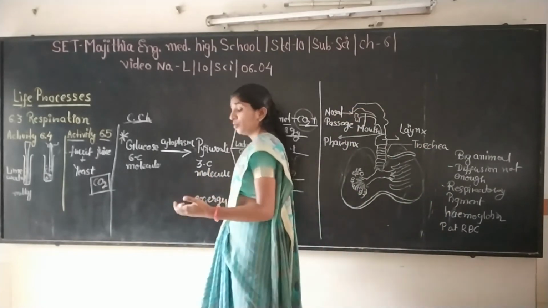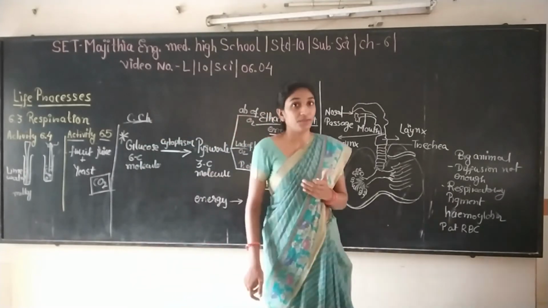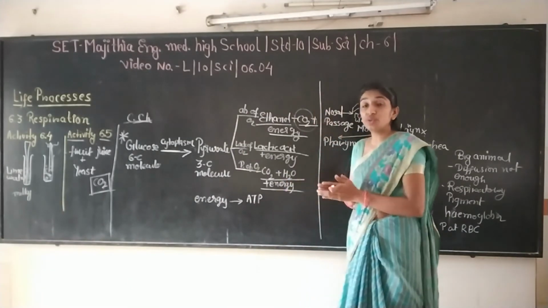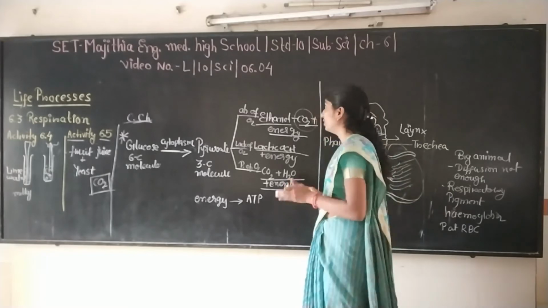The full form of ATP is adenosine triphosphate. That is an energy currency which is going to be used in different parts of the body to do whatever work is required.